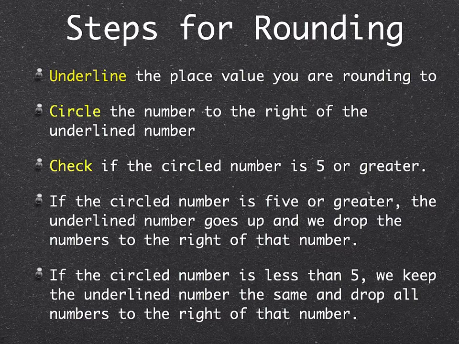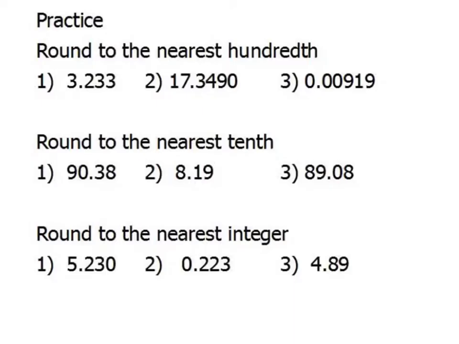Now if the circled number is less than 5, we keep the underlined number the same, and again, drop all numbers to the right of that number. So we're basically shrinking that number down to that underlined place value and eliminating all the other numbers to the right. Pause the movie now and copy these steps into your notes.